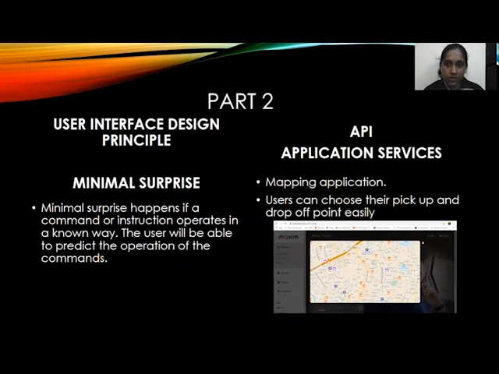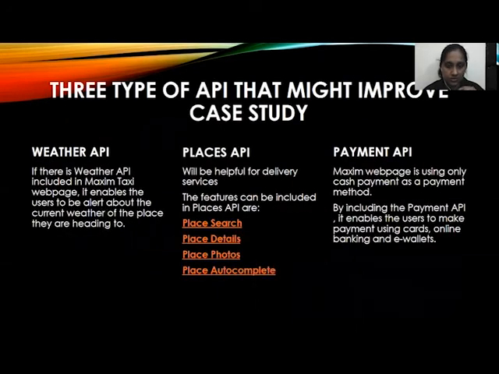For API, my point is application services. So, for example, the MAXIM website is using a mapping application so that the users can choose their pickup point and drop off point very easily. Here are 3 types of API that might improve our case study.